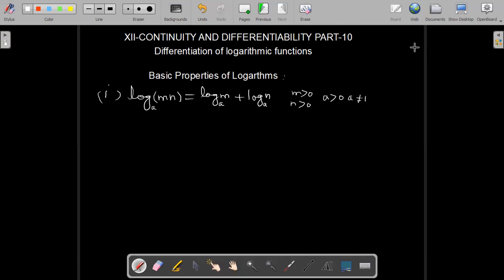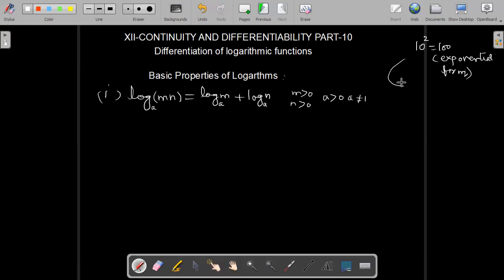So what is log actually? For example, 10 raised to power 2 is equal to 100, correct? This is called exponential form. When it is written in the form of power, it is called exponential form.